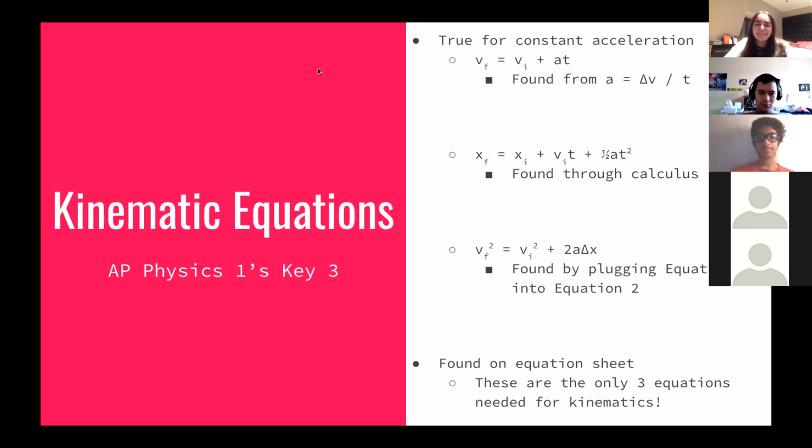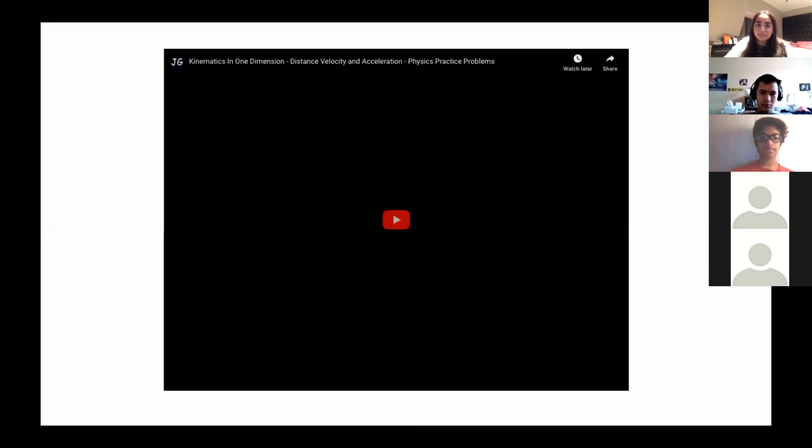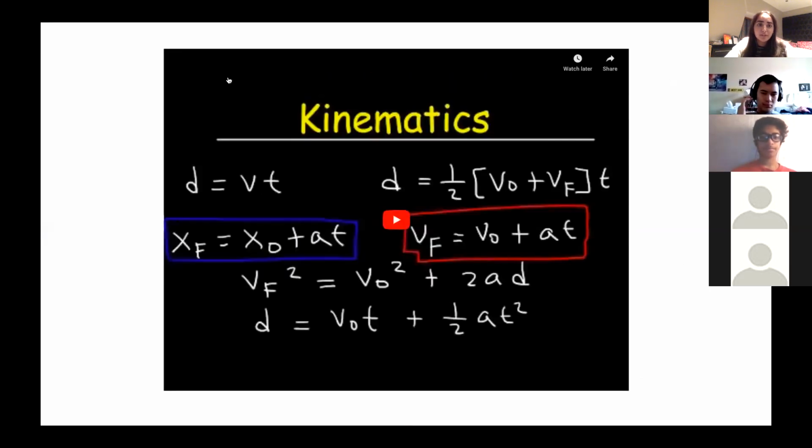And all of these equations can be found on the equation sheet, which is going to be part of the AP Physics exam, and we'll be sharing it with you later on because you don't need to memorize any of these equations. It can be found right there. So we're just going to play this short video. It's around 6 minutes, and it's just going to show an example of working through a problem so you can get used to how it's set up and how to work through it, basically.